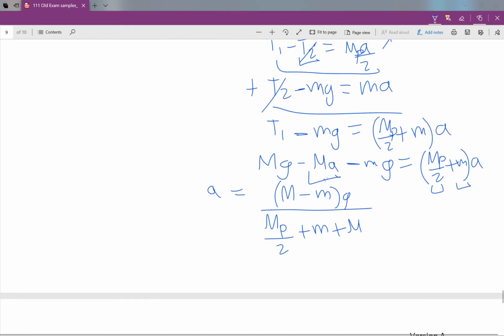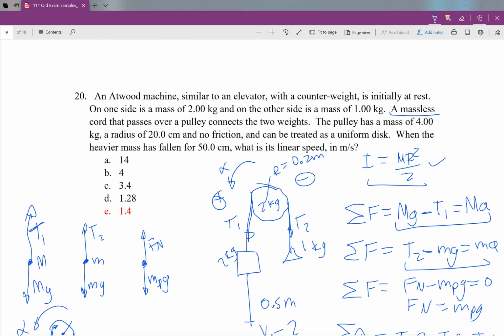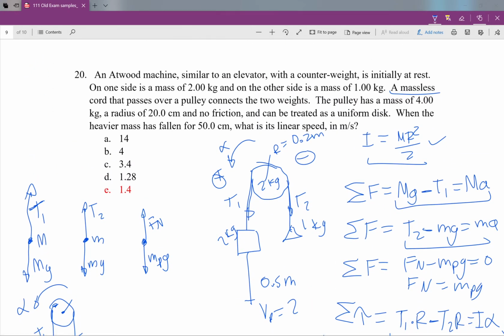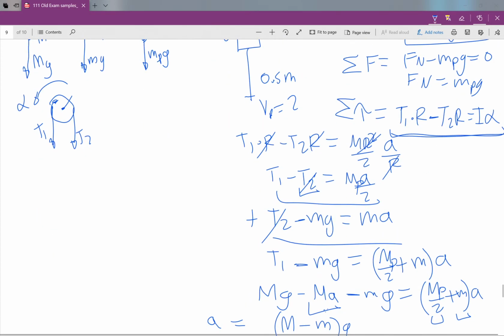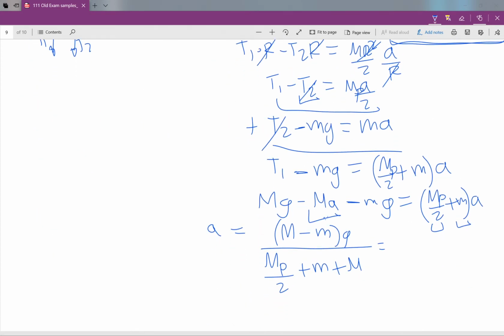So once we find the acceleration with the given values, let's see. We know that the big mass is going to be 2 kilograms, so it's 2 minus 1 kilogram, which is the smaller mass, times 9.8, all of that divided by the mass of the pulley, which is 4. 4 over 2 is 2, plus little mass 1, plus big mass 2. That's all going to be a total of 5. And the acceleration is found to be 1.96, of course, meters per second squared.